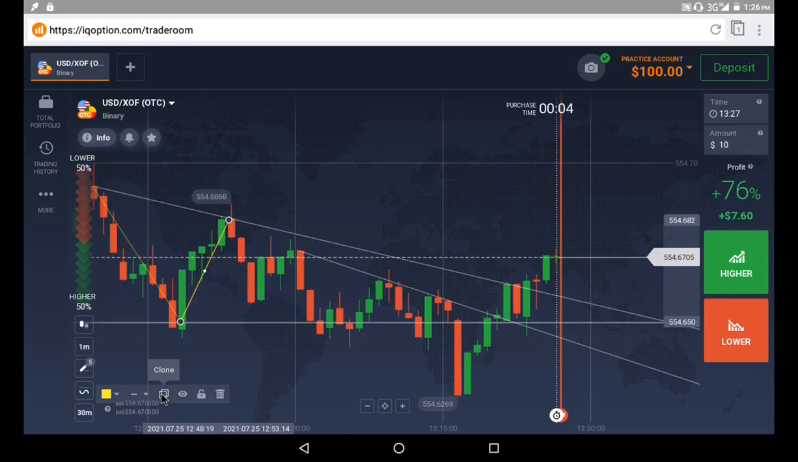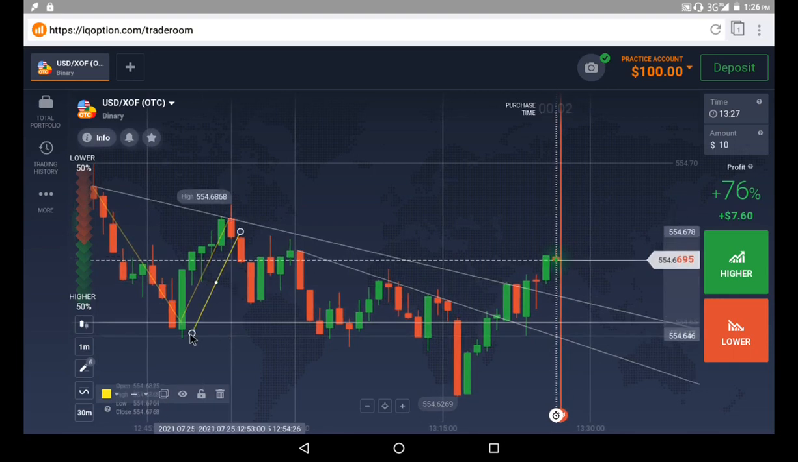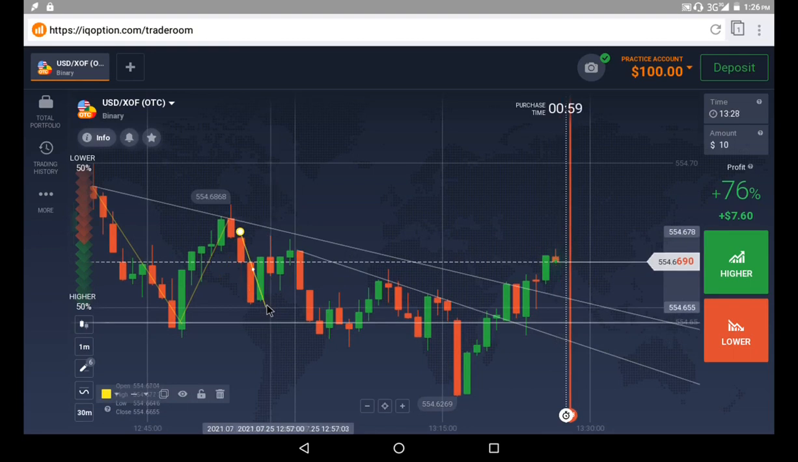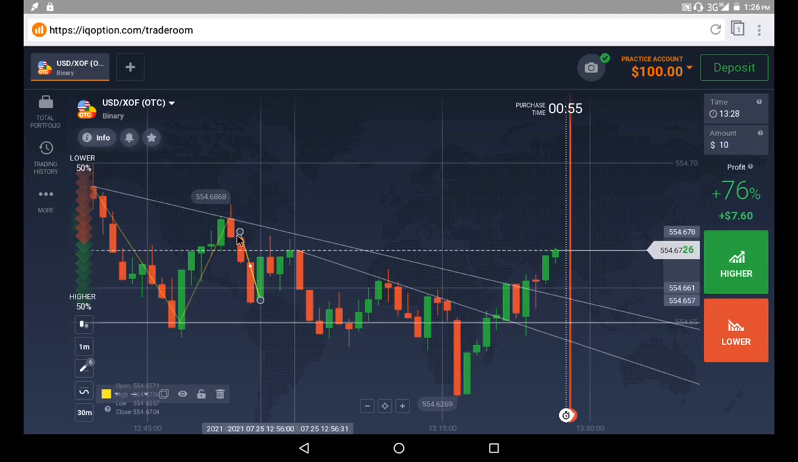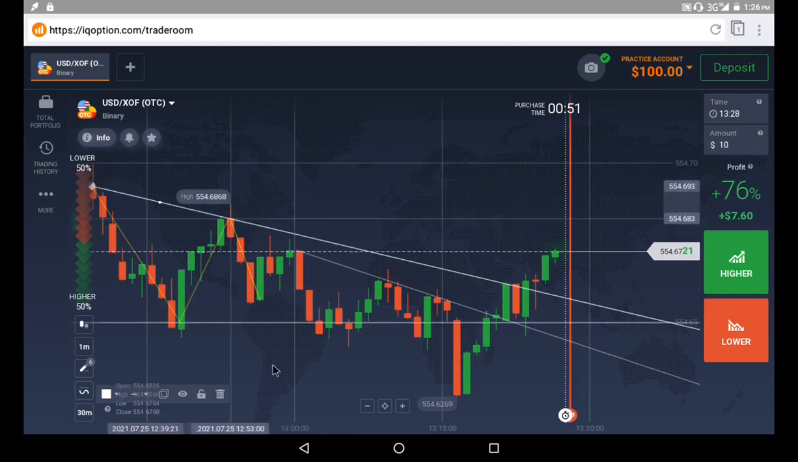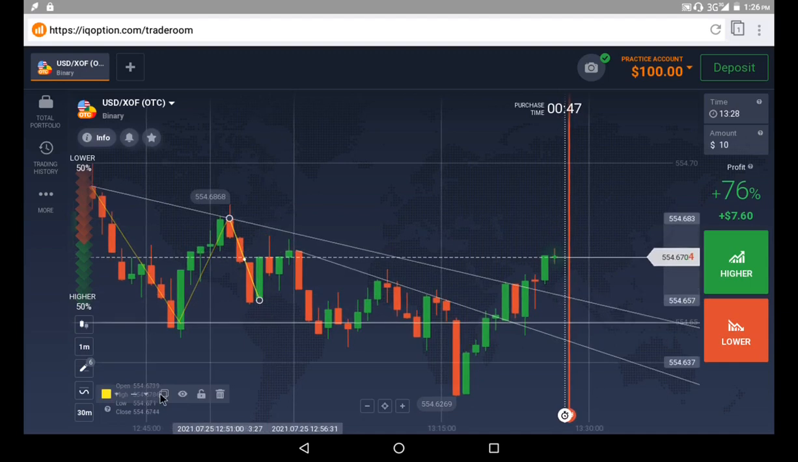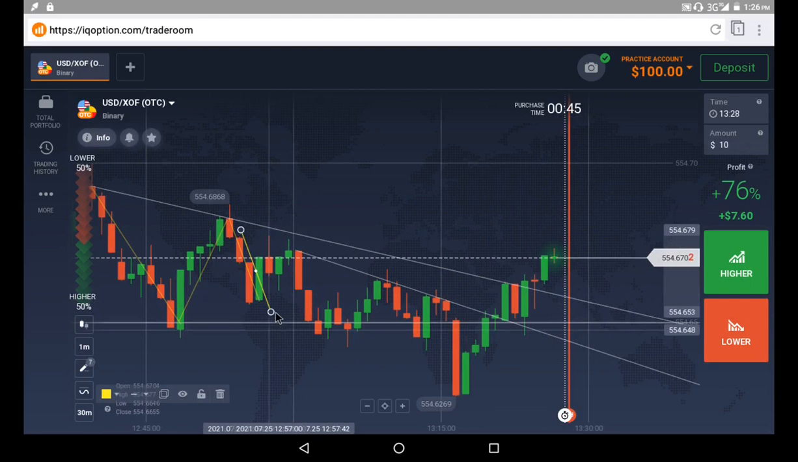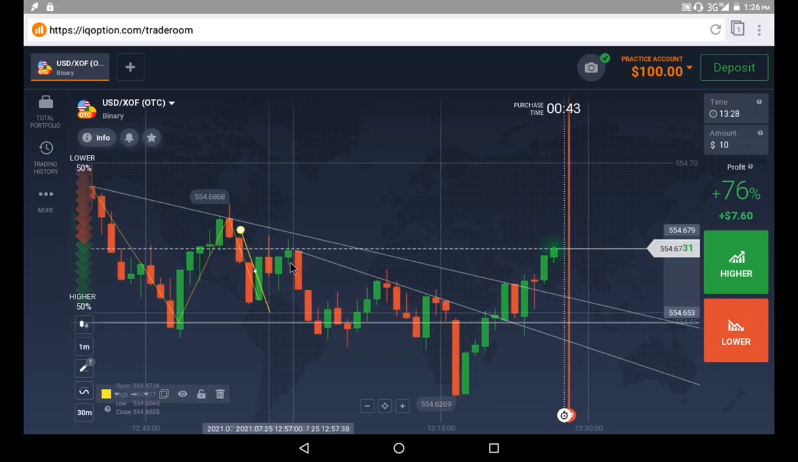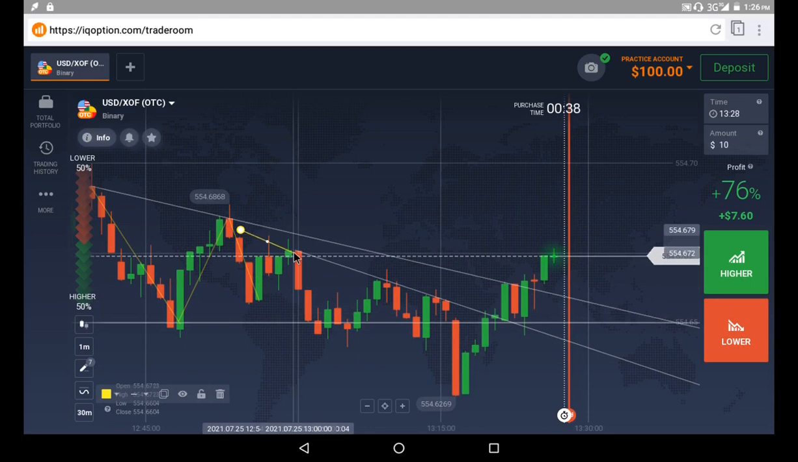We clone it. So without reaching the lower side, you can see the market again reversed to this level.